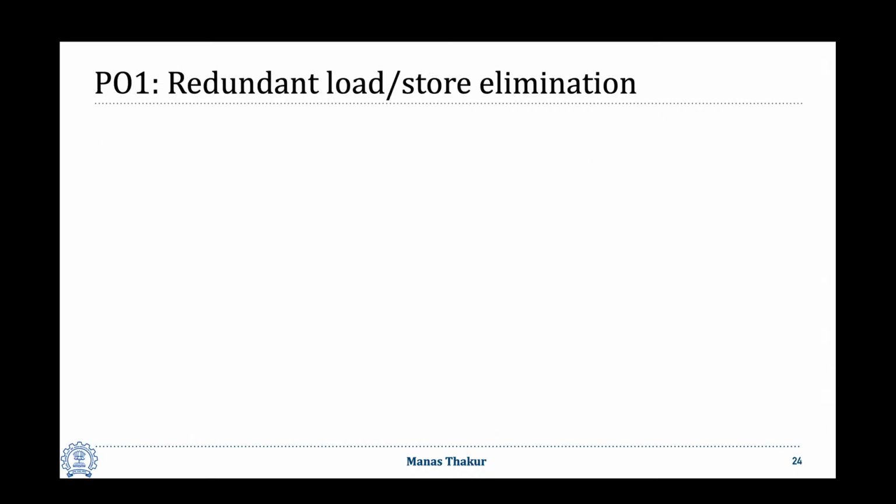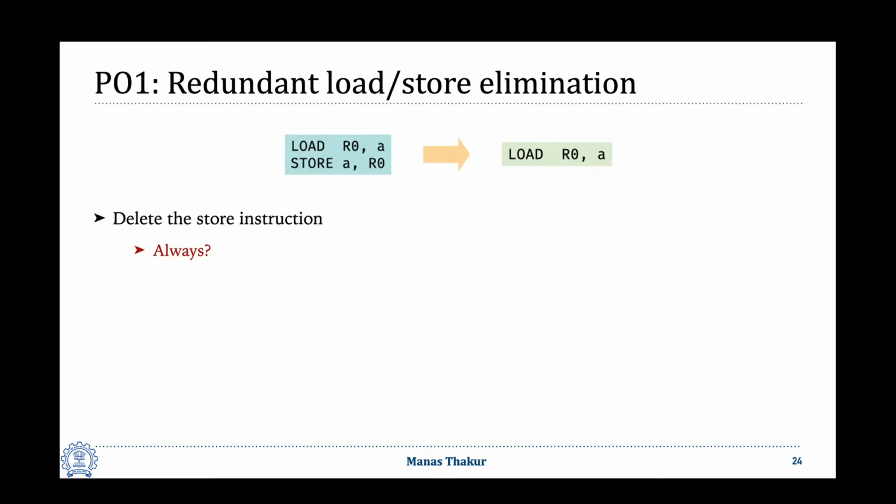So now there are some examples here. You have already seen many of them. Let's say redundant load store elimination. If I have an instruction sequence like this, you are loading a memory address into a register and then you are storing that register's content again to the same memory location. So now you can just replace it with just the load. You don't need to perform this store over here, right? So can you always delete that instruction though?